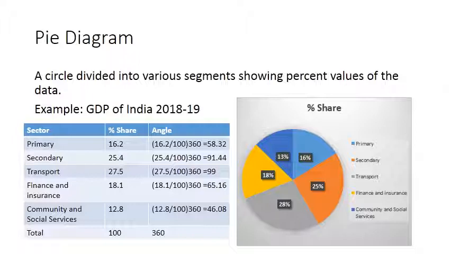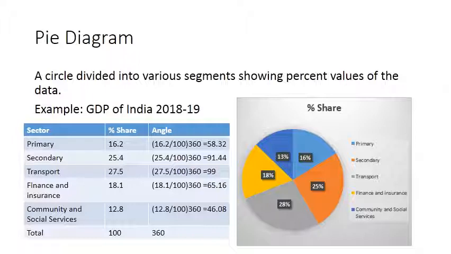Simple example, it will be better understood by this example. With the help of this example, you can see the GDP of India 2018-19, primary sector contribution is 16.2%, secondary sector 25.4%, transport sector 27.5%, and finance sector is 18.1%, community and social services 12.8%. Total is 100%. So this pie, this circular diagram, presents 100% of the data.